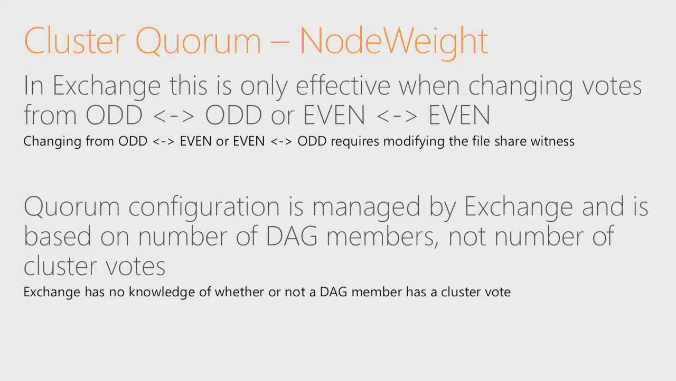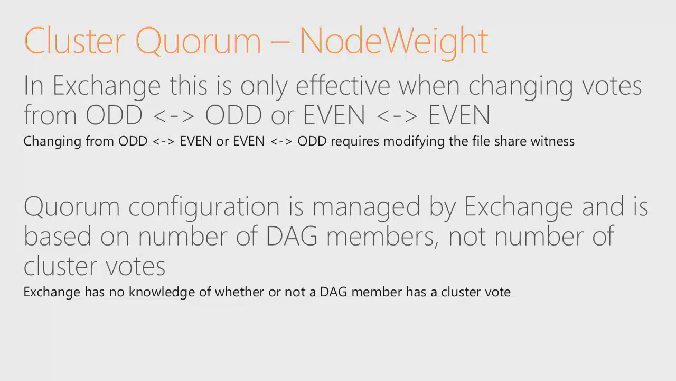So effectively, the only time node weights could be used with an Exchange DAG is when you were going from odd to odd, or even to even. Because otherwise, it was your responsibility to go back and constantly maintain whether or not that cluster needed to have some form of witness.